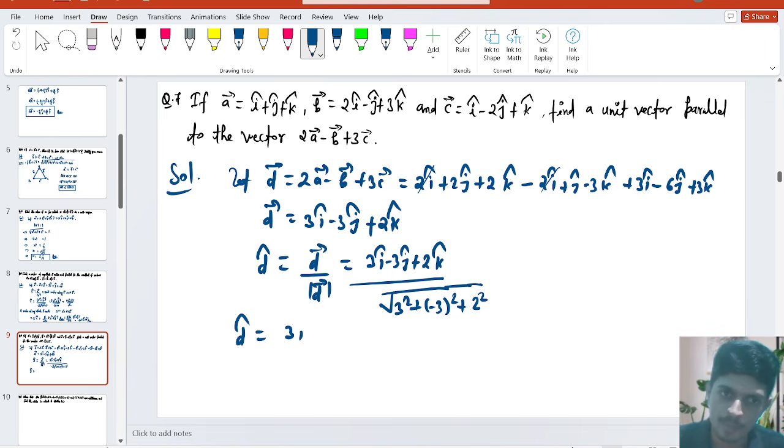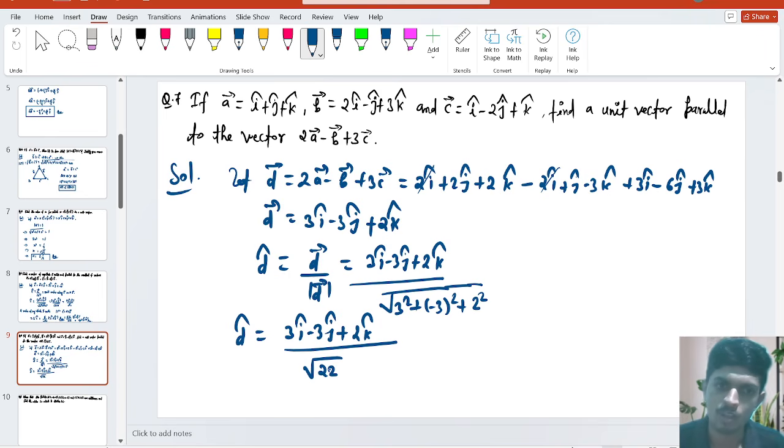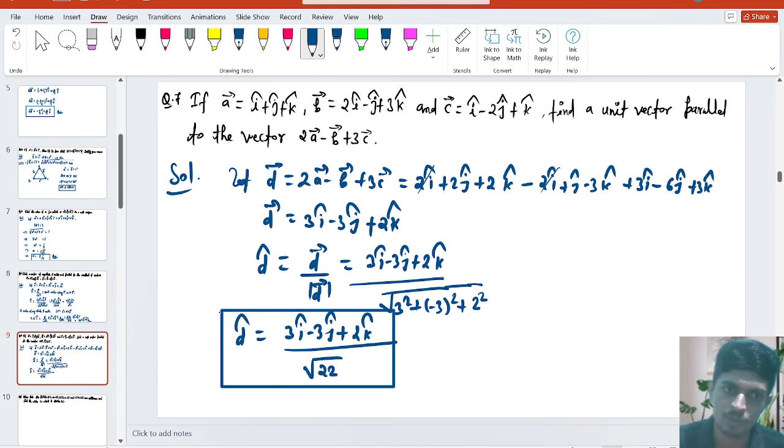So this is 3i cap minus 3j cap plus 2k cap, and simplifying it, you get 3 squared is 9, 9 and 9 is 18, and 4 makes 22. Okay, this is 9 plus 9 is 18, and 4 is 22, so the modulus is under root 22. This is our final answer. I hope it is clear to you. Okay, this is our final answer.